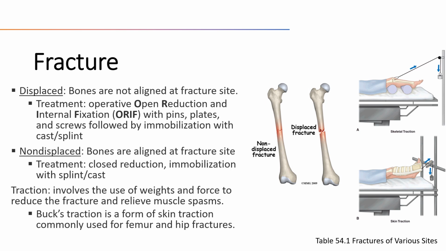Buck's traction is a form of skin traction, commonly used for femur and hip fractures. It helps prevent muscle spasms and pain. It's used as temporary treatment until surgery is performed.